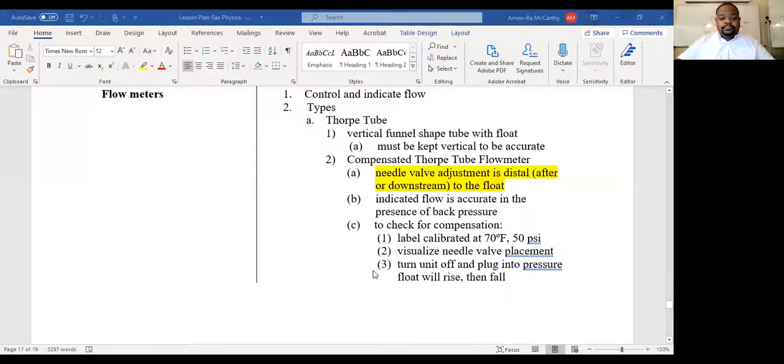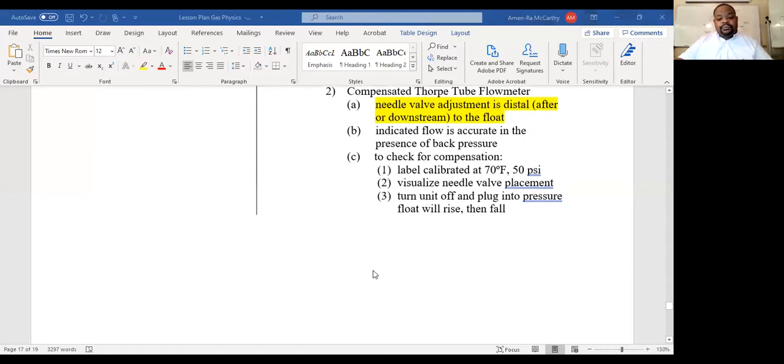If I said the needle valve is distal to the float, that is a true statement. That is a compensated Thorpe tube. But I might also say the float is proximal to the needle valve. That also is true. It's just a word of words. You got to know your directional terms. All right? So they will try to trip you up on that. I'm telling you that now. They are going to try to trip you up on that question. All right? So that's the compensated Thorpe tube.